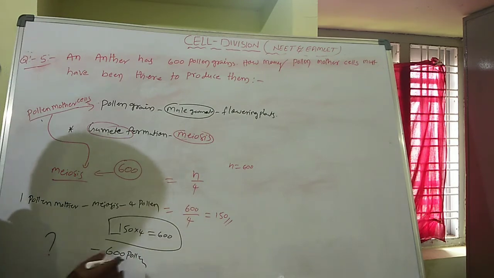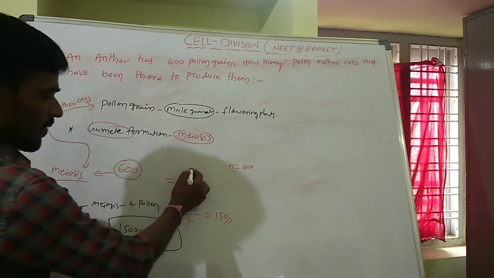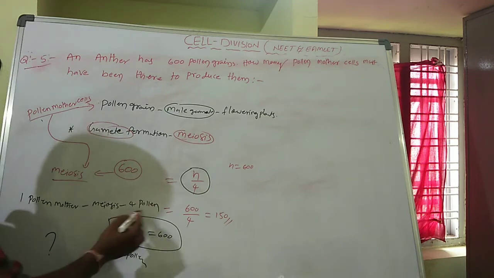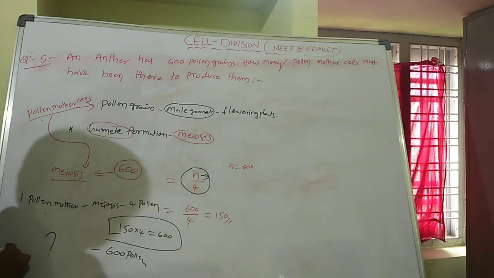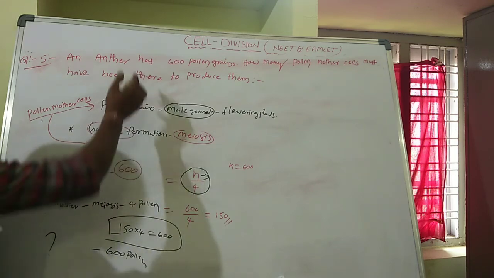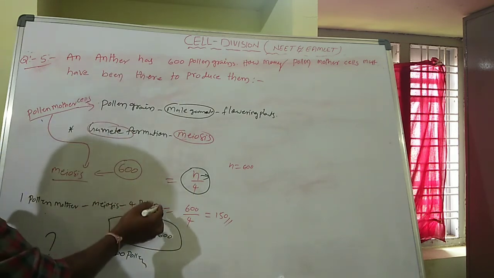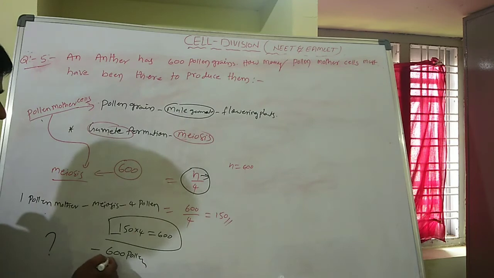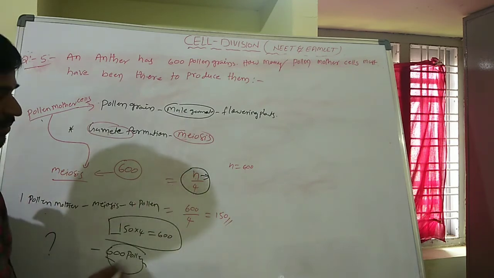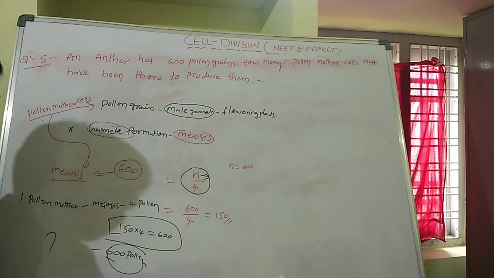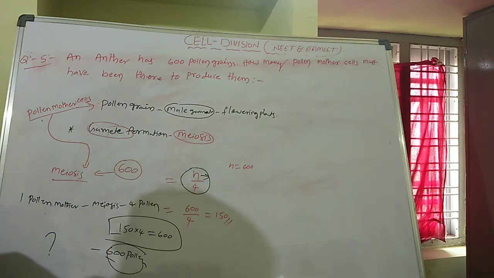how many pollen mother cells are essential? For this, the formula is n by 4. n is equal to the number of pollen mother cells. So, the number of pollen grains here is 600. n is equal to the number of pollen grains, 600 by 4. It is equal to 150. Okay. So the simple process.